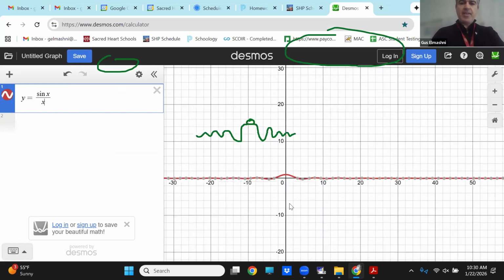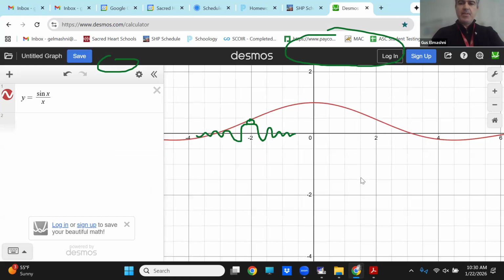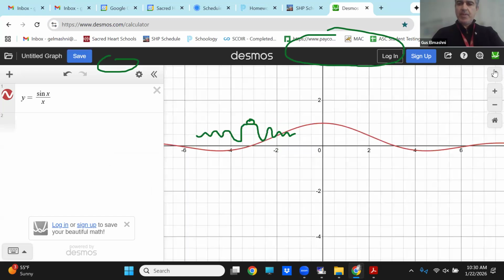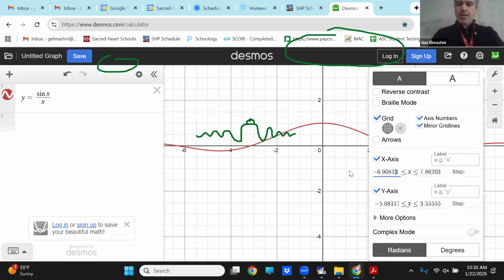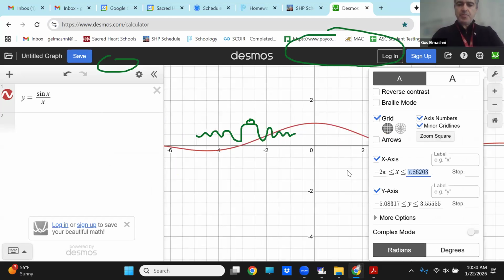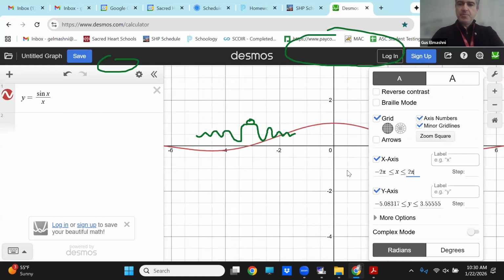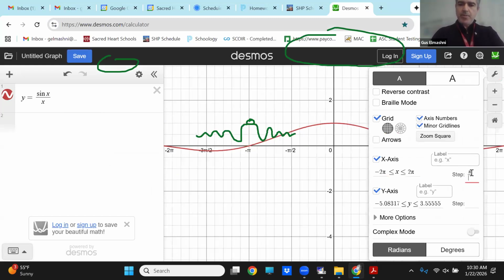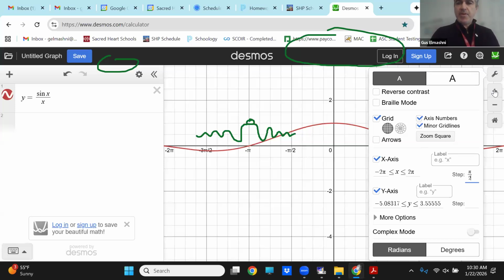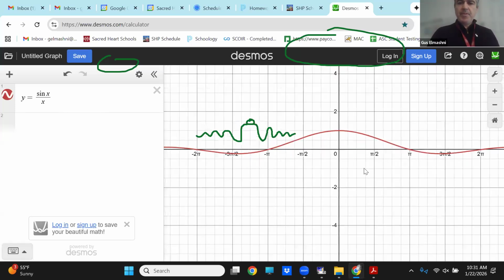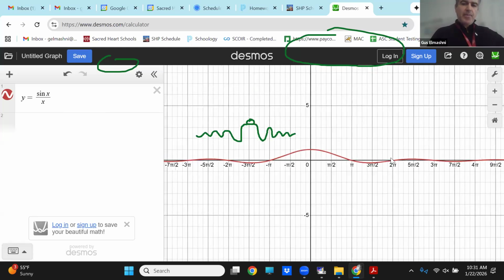Yeah, see, it kind of does that. Or I could actually, if you ever want to adjust the trig in terms of pi, go ahead and do this, and then make the step like, say, pi over 2. It always has an option if you ever want to do that. And you can see it's kind of leveling off on the far left and far right.